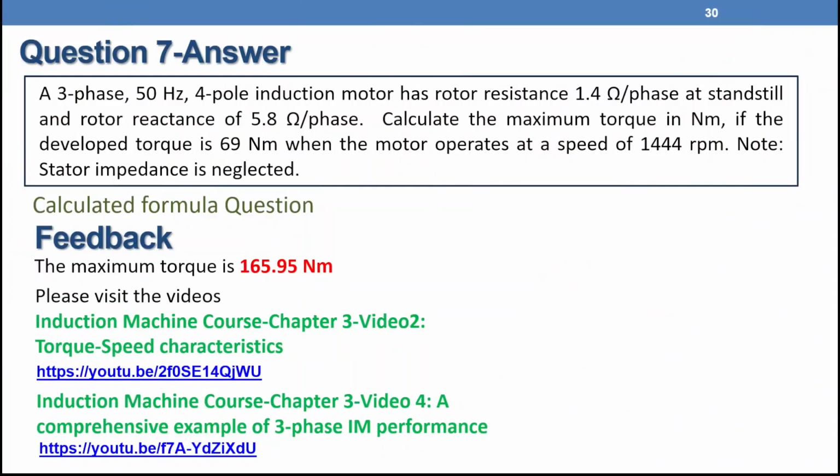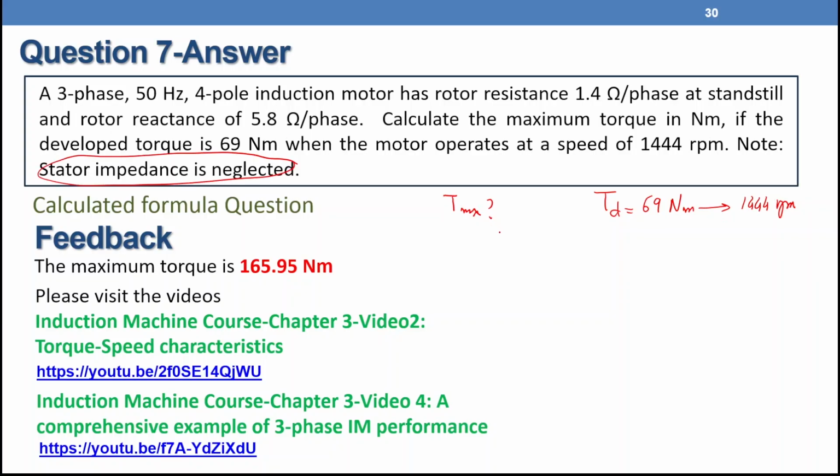Question number 7. A 3-phase 50 Hz 4-pole induction motor has rotor resistance 1.4 ohm per phase at standstill and rotor reactance of 5.8 ohm per phase. Calculate the maximum torque, T maximum, in Newton meter, if the developed torque equals 69 Newton meter when the motor operates at 1444 RPM. So this torque is given at this speed. Note stator impedance is neglected, and this is a clue point for this problem.